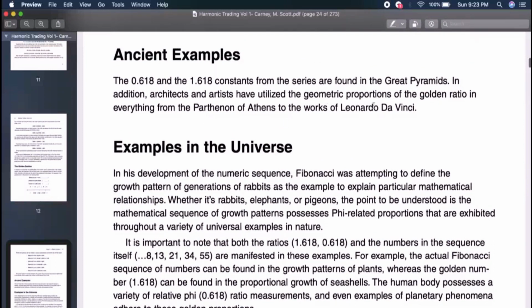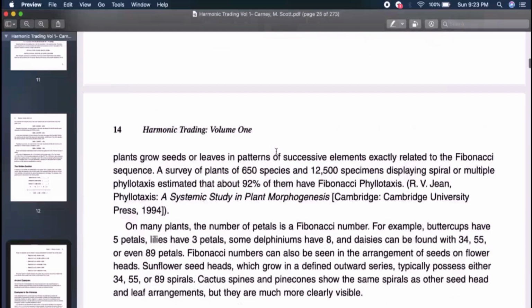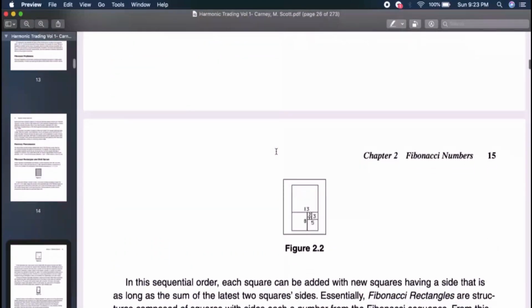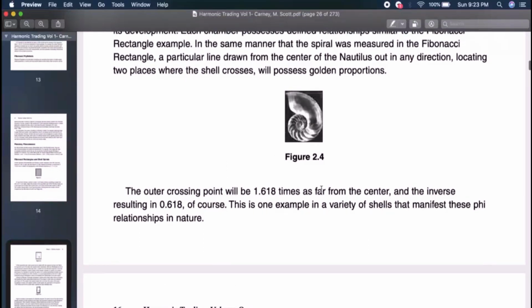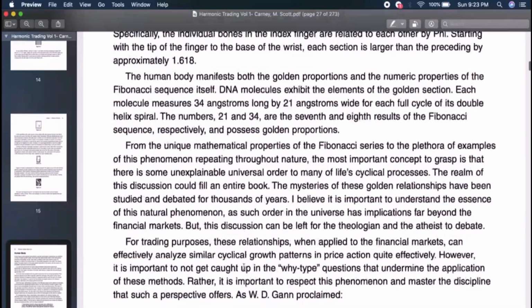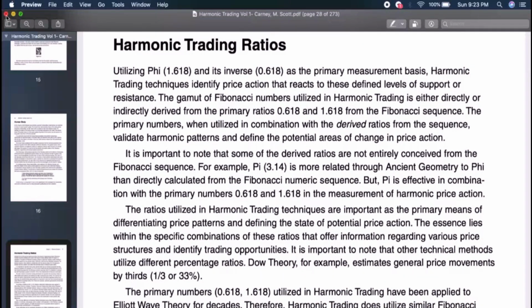There are ancient examples. You can see here the Great Pyramids. There are examples in the stars, the planets, in all kinds of astrology, right? In biology, in the way a wave from the ocean tumbles when you're surfing, in the dimensions of your hand and your arm, and different ratios all over the place. But the important thing for us is that these ratios, you can see in the shell, in the human body, like I said, they repeat over and over again on our charts.